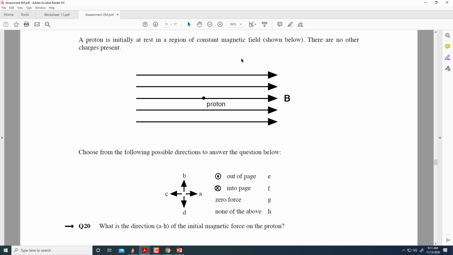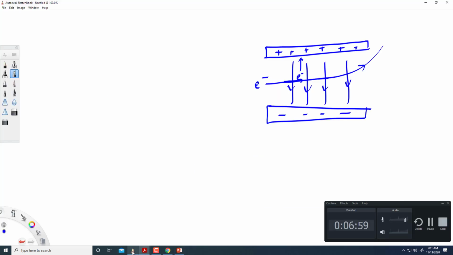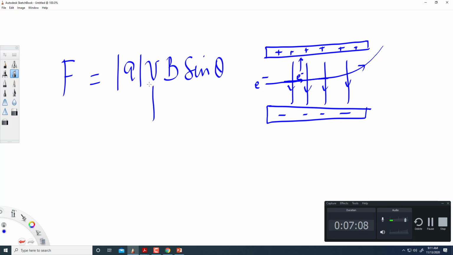If it is not moving, then according to this formula, I already erased the formula, so we have force is q v B sine theta. If the proton is not moving, then v is 0. If v is 0, there is no force.